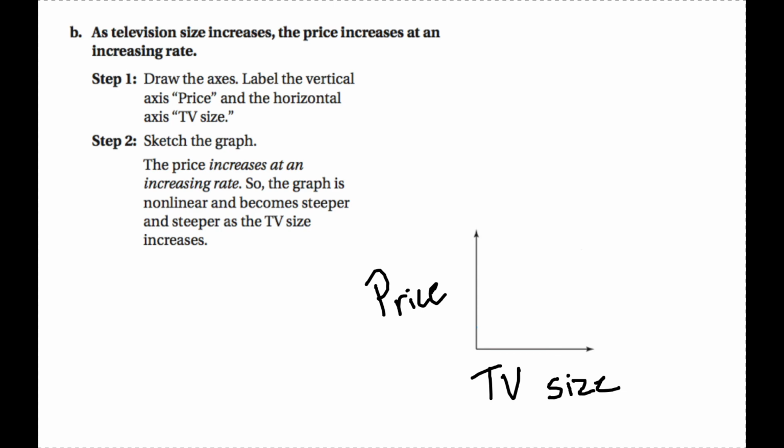Alright, from here we need to sketch the graph. The price increases at an increasing rate. So the graph is nonlinear and becomes steeper and steeper as the TV size increases. So this isn't going to be a linear section. It's going to be nonlinear. So we'll say the price could start somewhere around here. It won't start at the origin because they don't give away TVs for free. So we'd have a line that looks something like this. It's going to be increasing at an increasing rate. As the TV size gets bigger, the price jumps more sharply.